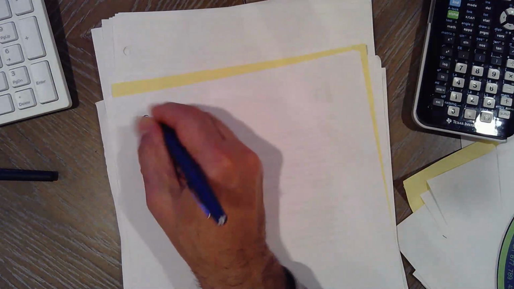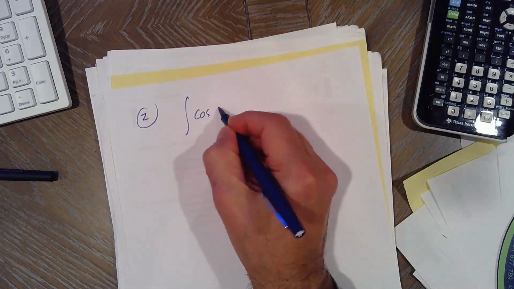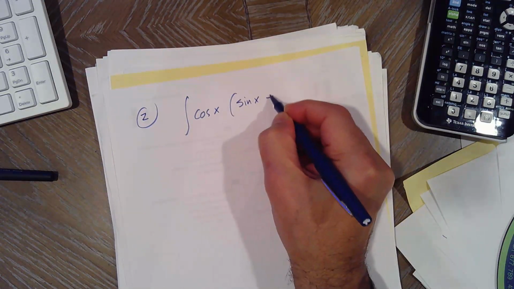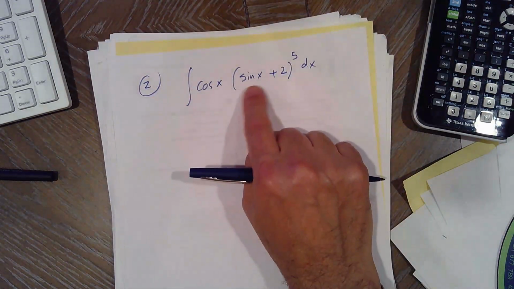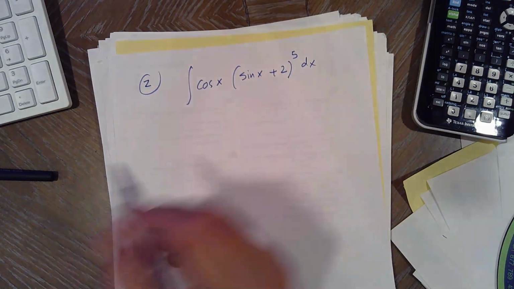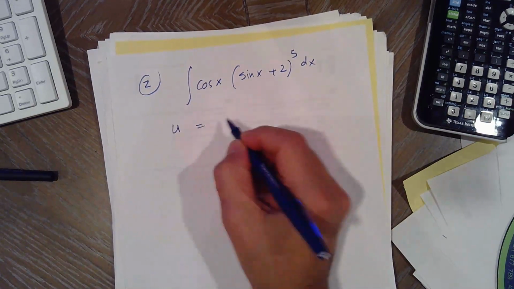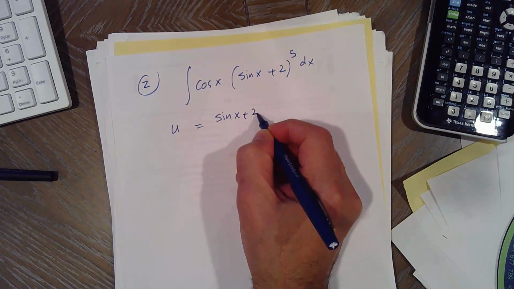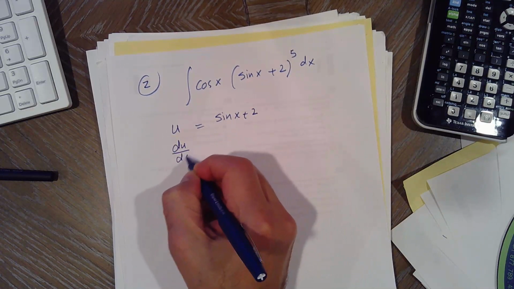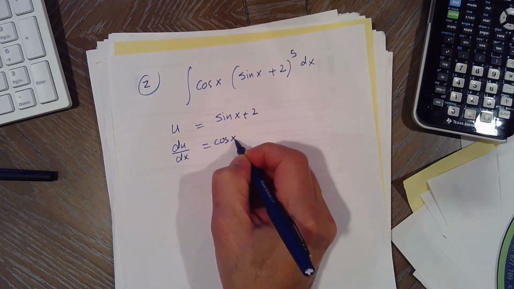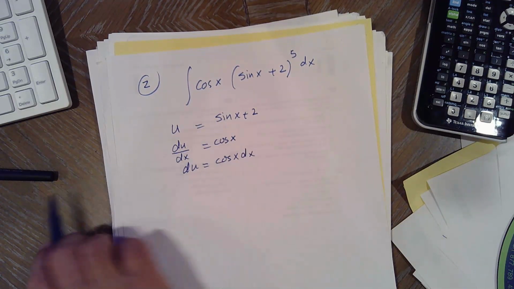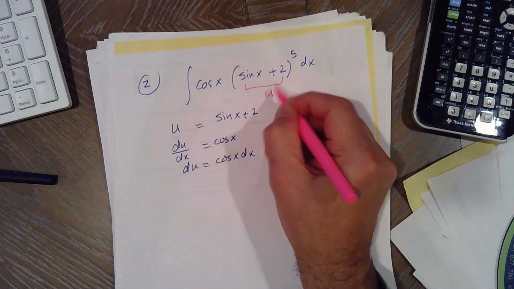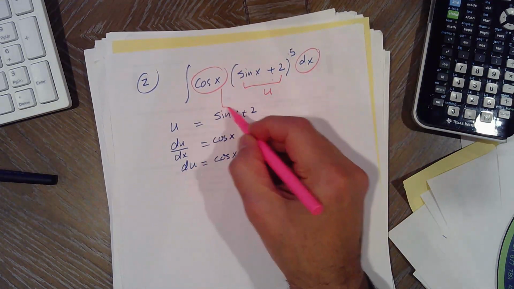Here's another example. Example 2: the integral of cosine x times (sine x plus 2) to the power 5 dx. Obviously, because the derivative of sine x is cosine, we're going to let u equal sine x plus 2. So du by dx is cosine x. We already have that, so du is cosine x dx. So we have u to the 5th, and that's all du.